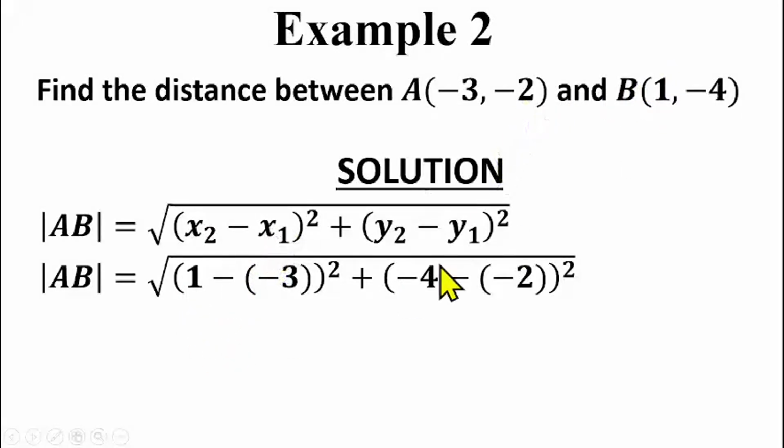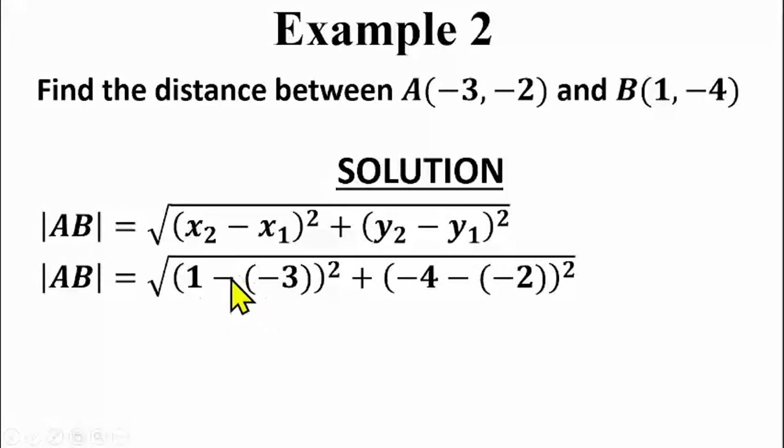our x1, sorry, our x1 is minus 3, open bracket minus 3, close the bracket, then close this bracket again, then squared, plus our y2 is minus 4, you have minus 4 minus our y1 is minus 2, so you have open bracket minus 2, close the bracket, then close the big bracket, squared. Then from there, you need to simplify further.